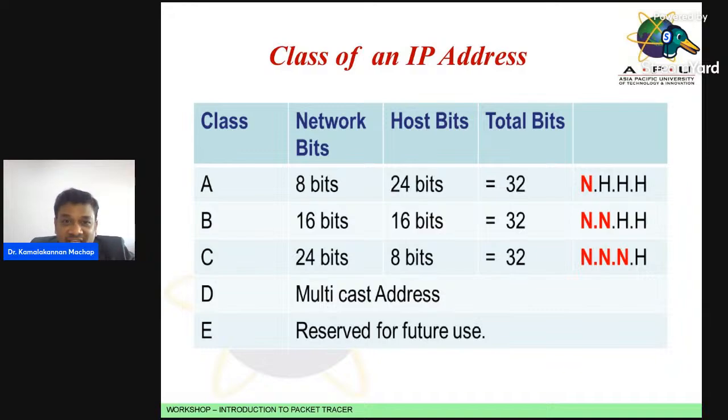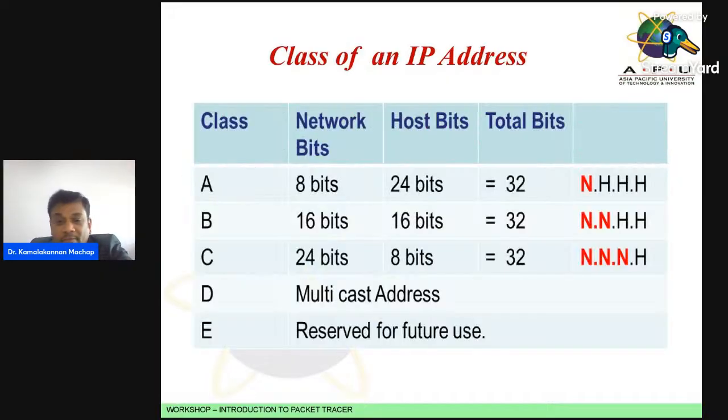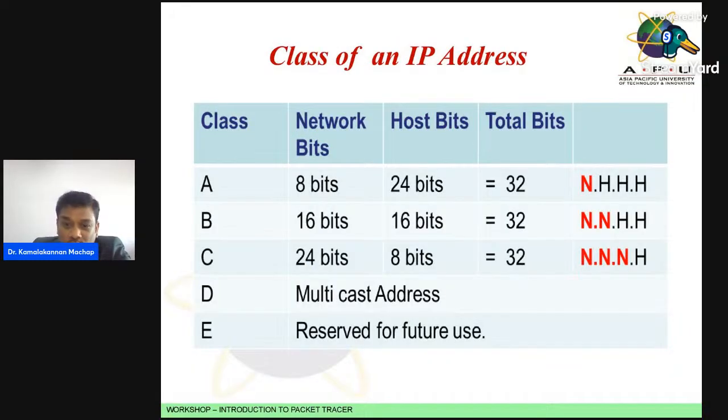Next is class B. For class B, I have given 16 network bits and 16 host bits. Here 16 means we have to consider the first octet and the second octet. 8 plus 8, or 16 bits, go to the network bits, and the third and fourth octet bits go to the host bits. So 16 plus 16, 32 bits for class B.